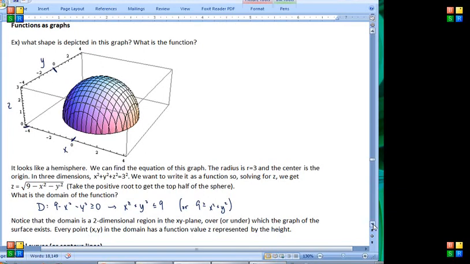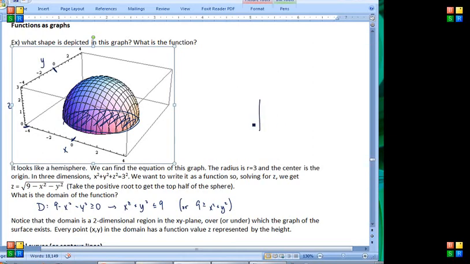So in the graph as it's drawn, the domain is that region right there. In the xy plane itself, that's the domain. And then notice that every single point in the domain has a function value. And that function value lives either above or below that point in the domain.